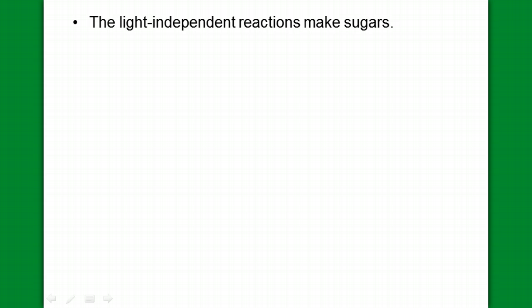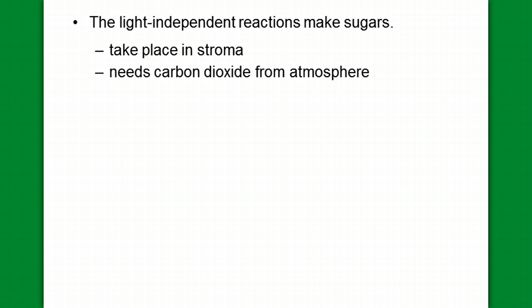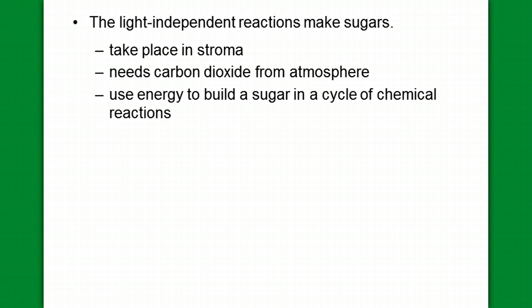So the light-independent reactions, the reactions that don't require sunlight, are the ones that actually make the sugar. So this is kind of part 2 or stage 2. These take place in the stroma. They need carbon dioxide from the atmosphere. They use the carbon in order to make the glucose. And if glucose is C6H12O6, they would actually need 6 carbon dioxides to make a single molecule of glucose.